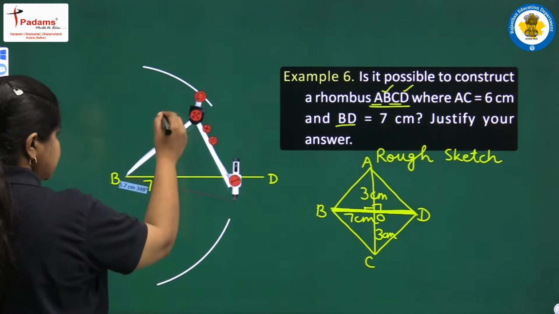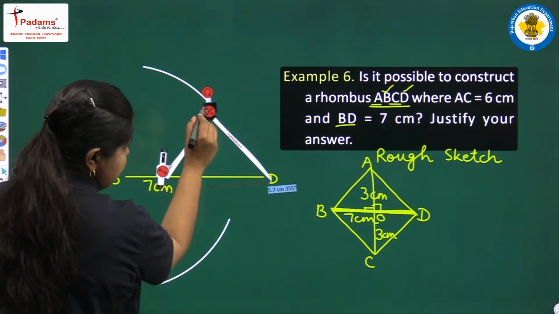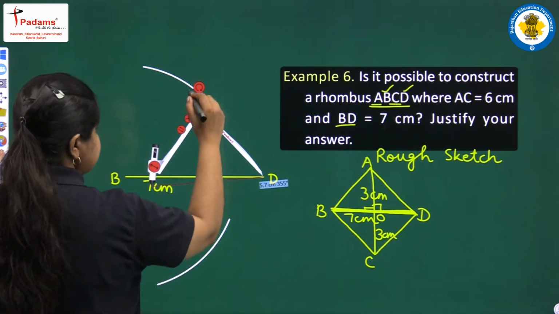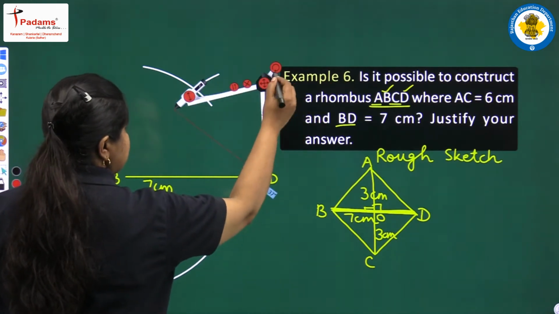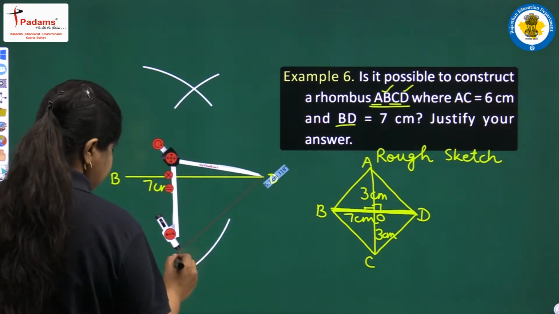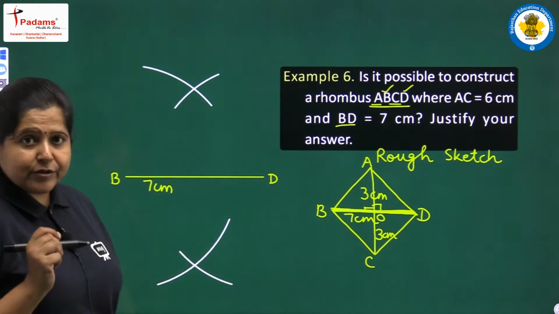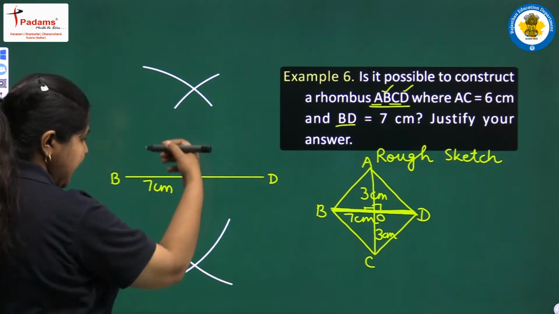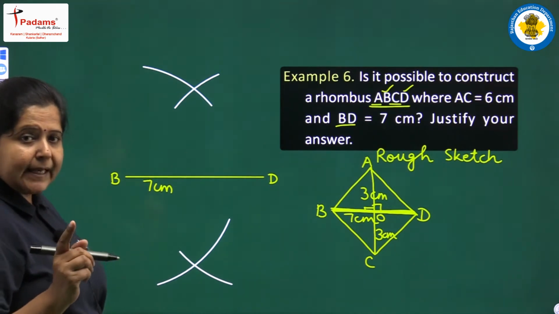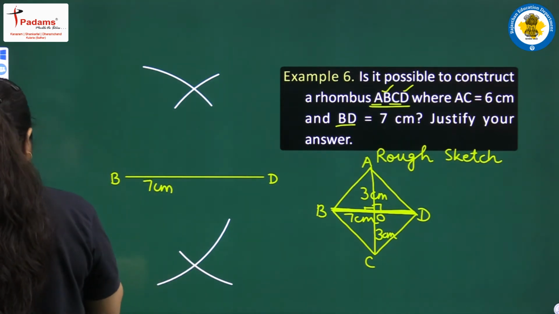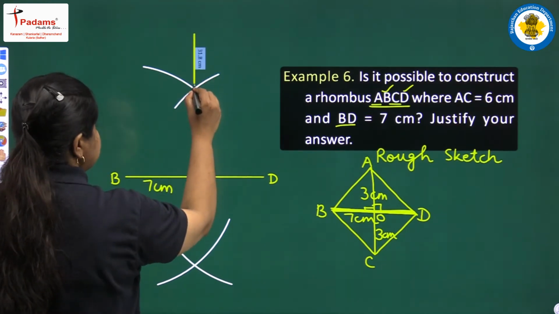Then what we will do? Keep the center at point D, and with the same radius, we are not changing the radius, we will draw one arc above and the other arc below BD in this way. So we get the point of intersection of two arcs above BD and below BD. Now we simply need to join these 2 points with the help of a scale. However, I will be joining them directly, so don't get confused with it.